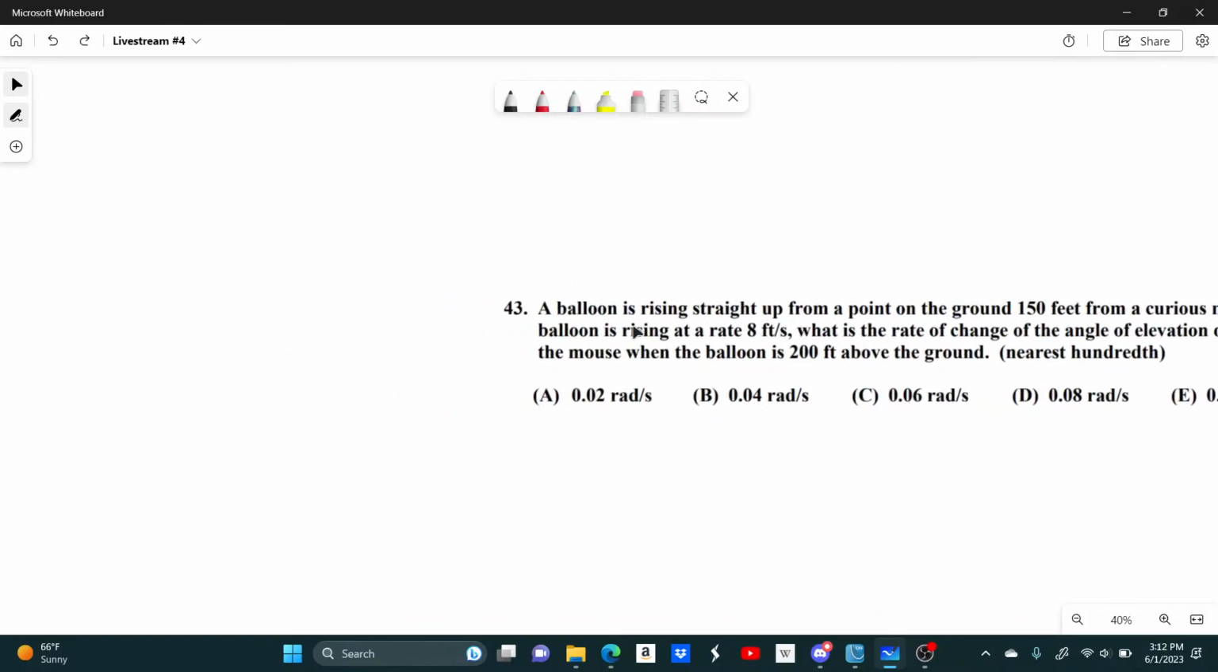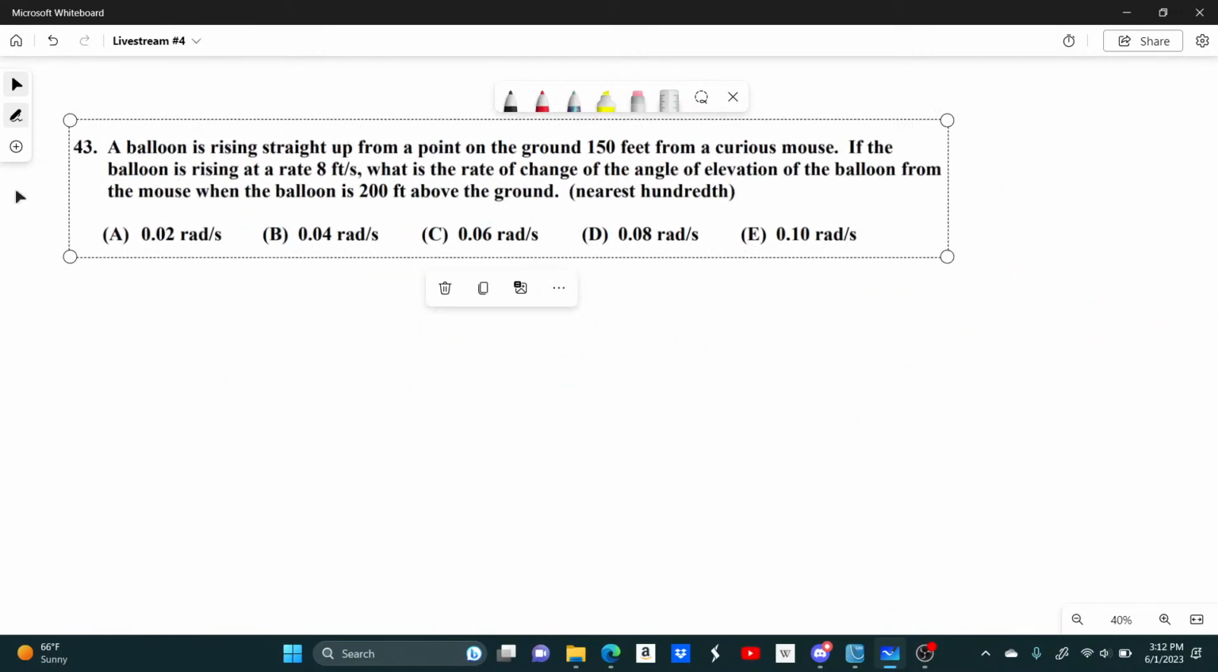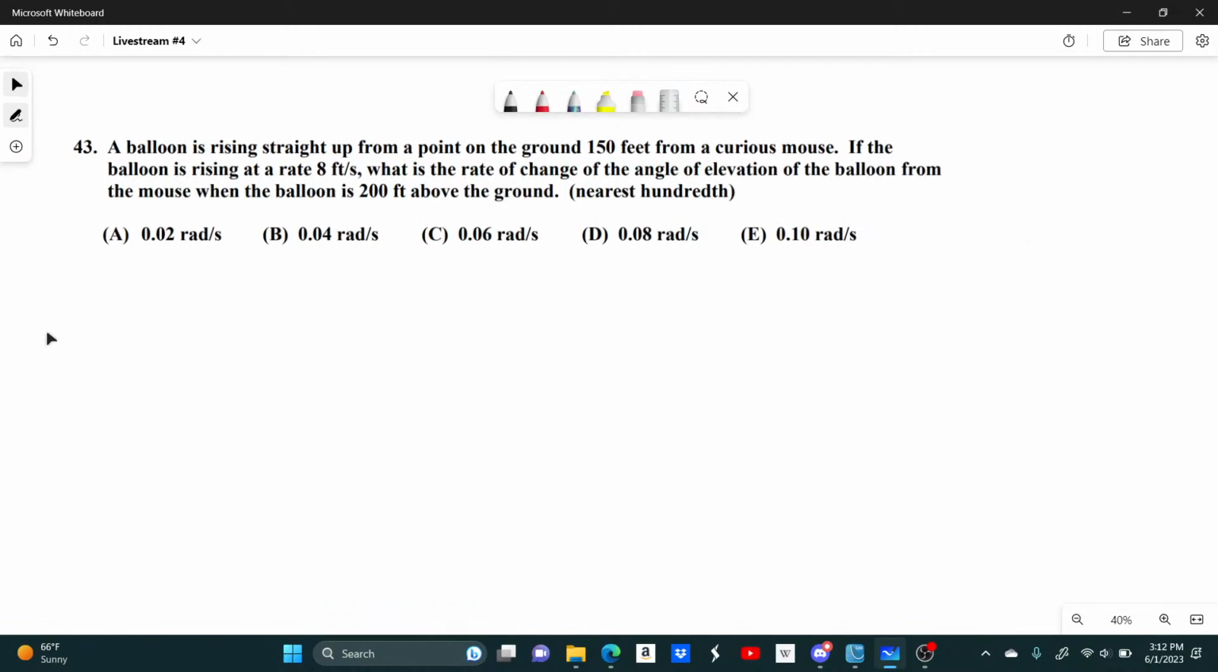Okay, here is 43. All right, a balloon is rising straight up from a point on the ground 150 feet from a curious mouse. If the balloon is rising at a rate of 8 feet per second, what is the rate of change of the angle of elevation of the balloon from the mouse when the balloon is 200 feet above the ground?